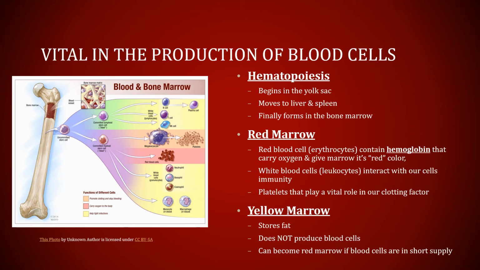In the yellow marrow, we have fat storage. Now, yellow marrow does not produce blood cells. However, it can turn itself into red marrow if blood cells are in short supply, and then turn itself back into yellow marrow when the blood supply is good.